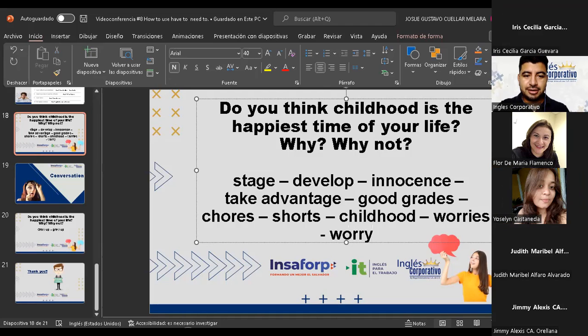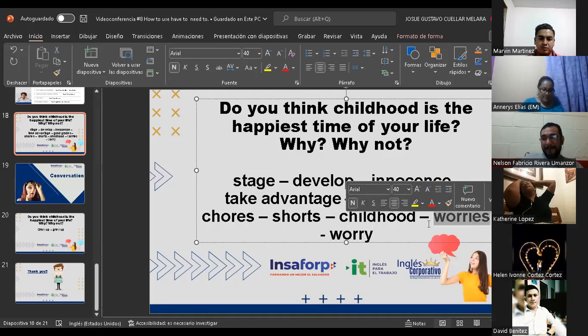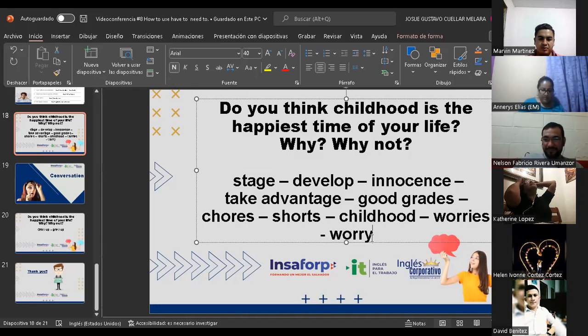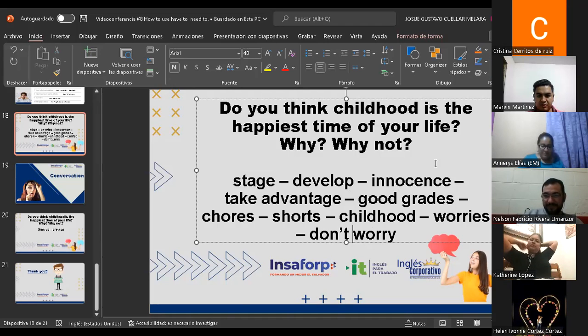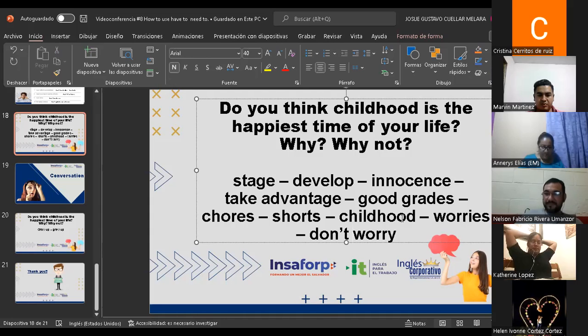Y la renta que no regresa a veces. Okay, worries es preocupaciones. And worry es preocuparse, el verbo preocupar. Hay una canción que se llama Don't Worry, Be Happy. No te preocupes, sé feliz. Don't worry, be happy, porque todos lo conocemos. So remember, worry, preocuparse, worries, preocupaciones. Okay, let's listen to Roberto, and then Gabriel.